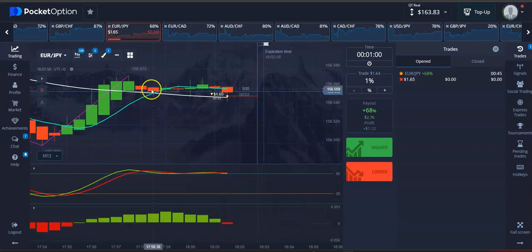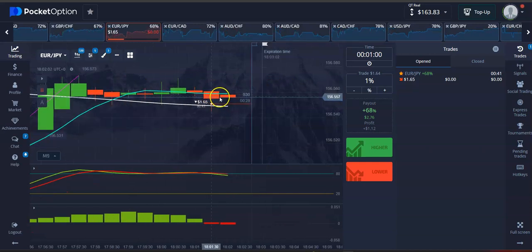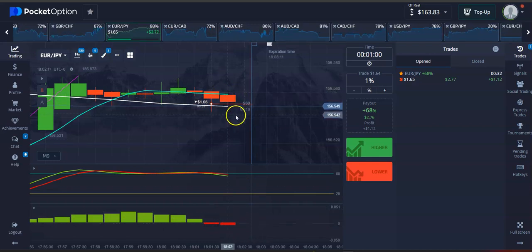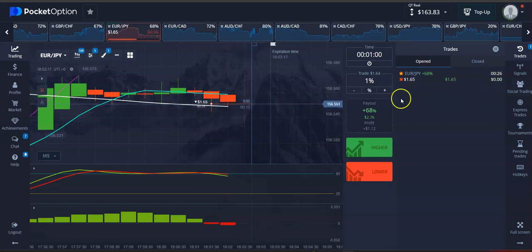Again, price might consolidate a little bit, but I like this candle. It's a bearish candle over here. We got a red bar over here, so hopefully price will continue to push down so we can secure this trade. 28 seconds on this trade.